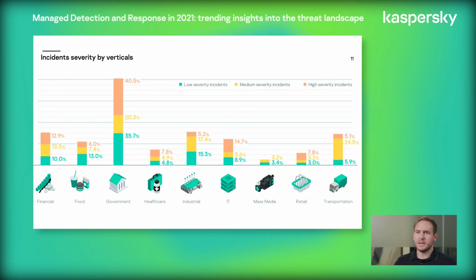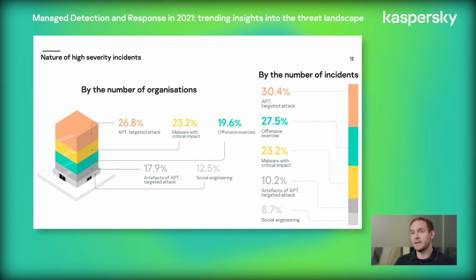Now let's take a look at the nature of high severity incidents. Internally, we classify incidents not only by the severity level, but also by the nature of that incident. And when we're talking about the nature of high severity incidents, we distinguish APTs and targeted attacks, any attack that simulates activity or red teaming internally, artifacts of any previous human-driven activity like leftover memory dumps or files in suspicious folders, or evidence of malicious activity or persistence, and malware with impact like a ransomware outbreak.